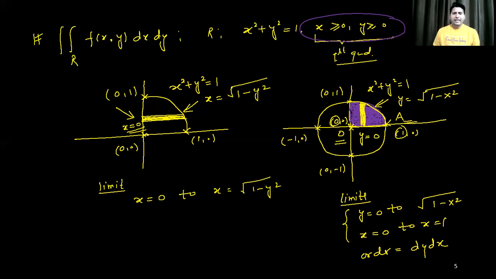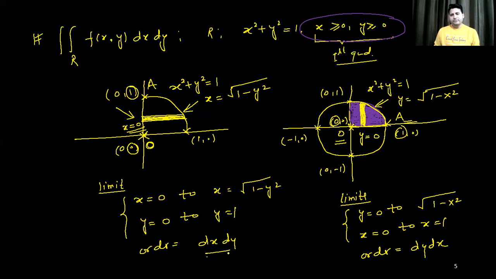Moreover, for the limit of y, you see the variation of y is from the point O to the point A. At O, the value of y is 0 and the value of y is 1 at A. So the limit of y will be y equal to 0 to y equal to 1. Moreover, the order of the integral will be dx dy. Now we can put the limits of integration in the integral and get the required result. I hope you understood the concept of how we can find the limits of integration from a given region.